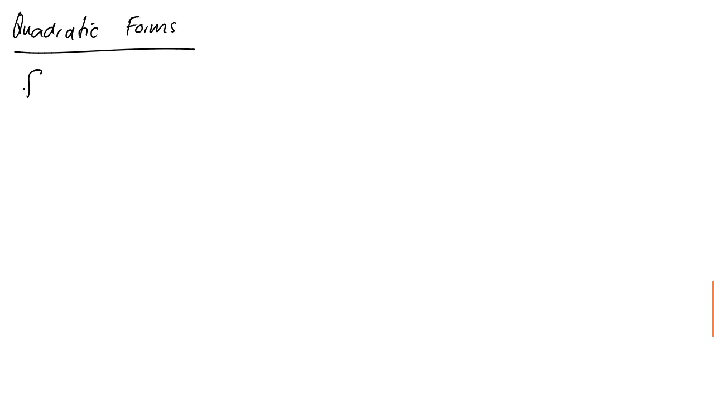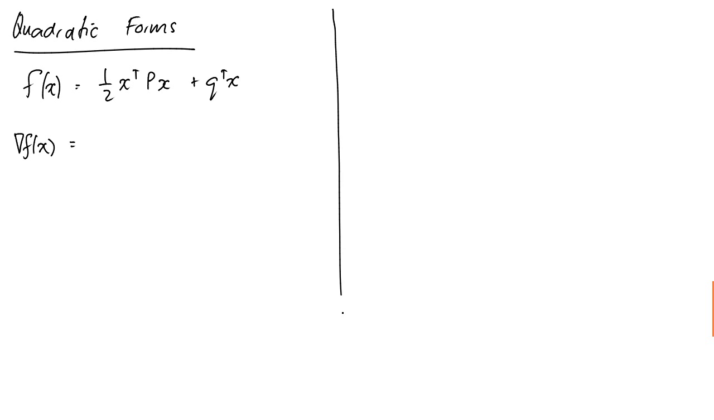Your average quadratic form looks something like this: f of x equals a half x transpose P x plus q transpose x. A couple of things we need to know how to do. What is the gradient of f of x? I'll just work the gradient out on the side here, to make the left-hand side stay nice and neat. So I'll just bring up an example. Let's just do a 2 by 2.